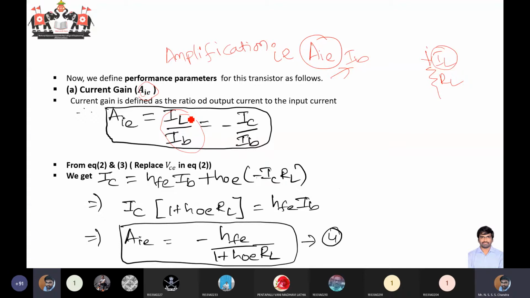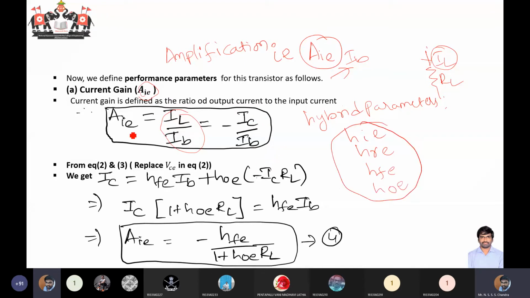Now we have to write all these performance parameters in terms of your hybrid parameters. All these parameters I should write in terms of HIE, HRE, HFE, HOE, or a combination of these parameters. I should get this current gain in terms of these. That's my objective. So I'm going to replace all these currents or voltages that we are getting in the meanwhile. I need to replace this IC value and this IB value.